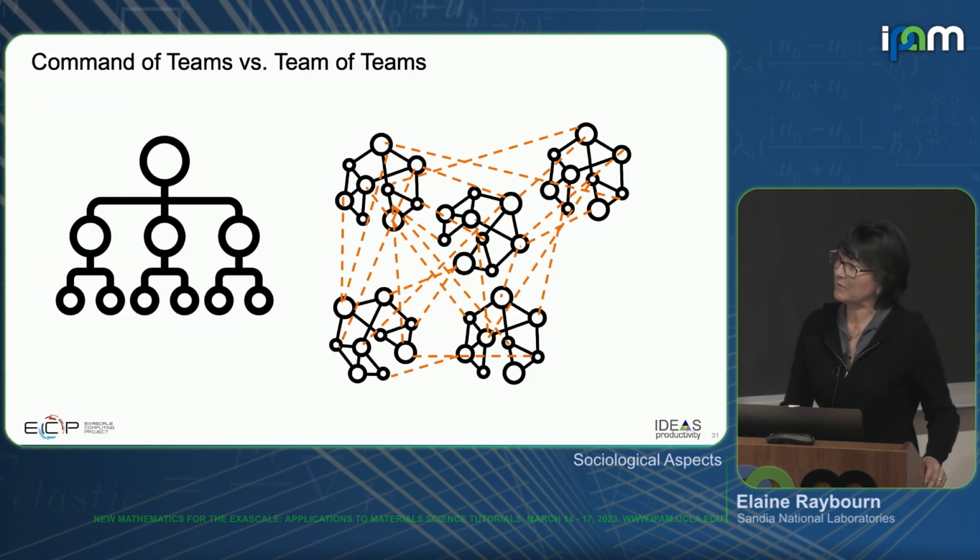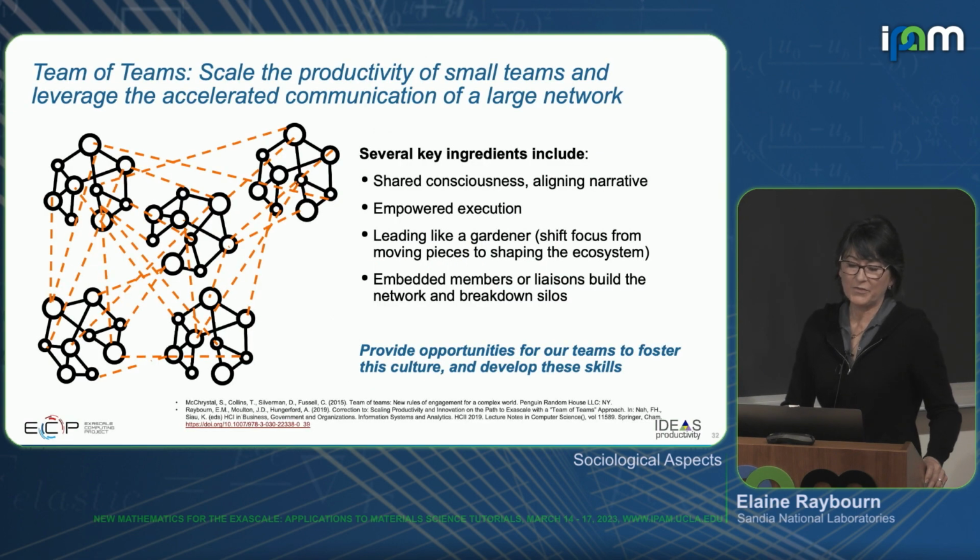And so the difference here is that we want to move from the command of teams to a team-of-team structure, which doesn't involve command at all. In fact, the ingredients for this type of structure are shared consciousness or an aligning narrative, which is that shared goal, empowered execution, and leading like a gardener. Those of you who are gardeners may appreciate this. And then embedding members or liaisons in other teams. That's actually probably what I'll spend the most time on, because I think it is probably the most important for the type of workshop or experience that you're going to be doing.